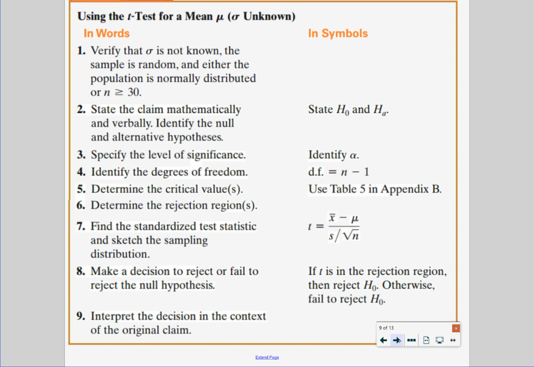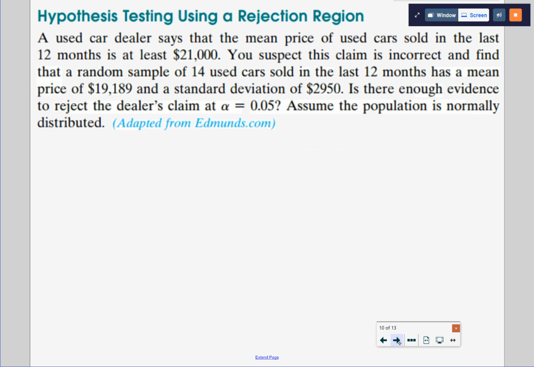If it's a t-test, you're going to have to find the degrees of freedom and use that to find on your t-distribution chart those critical value or values, depending on if it's left tail, right tail, or two tail. Then we're going to calculate t, see if it's in our rejection region, and then either reject or not reject and summarize. All right, so let's try this one.